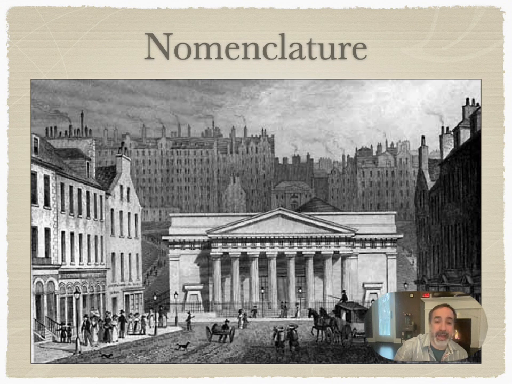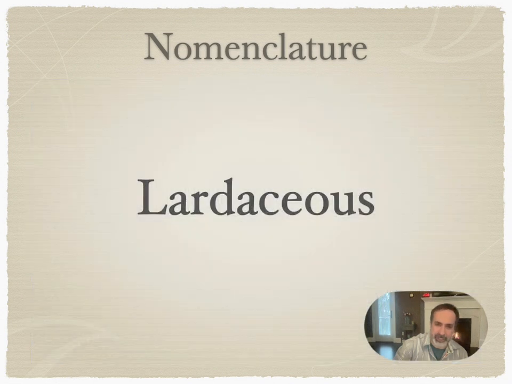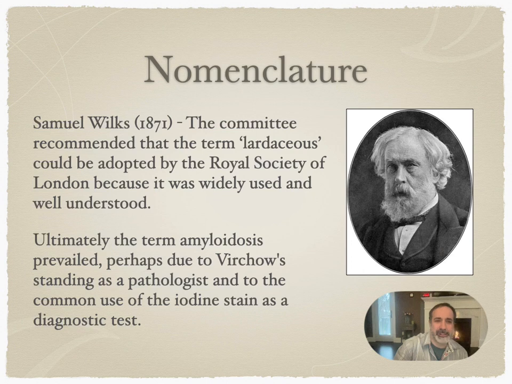Meanwhile, over at the Royal Society of London, there was a big debate ensuing about what to ultimately call this substance. Of course, in retrospect, we know that the winning name was not lardaceous. It was Samuel Wilkes, then in charge of the Royal Society, who recorded that the committee recommended that the term lardaceous could be adopted by the Royal Society because it was widely used and well understood. But ultimately the term amyloidosis did prevail, perhaps due to Virchow's immense standing as a preeminent pathologist, and also to the common use of the iodine stain as a diagnostic test.